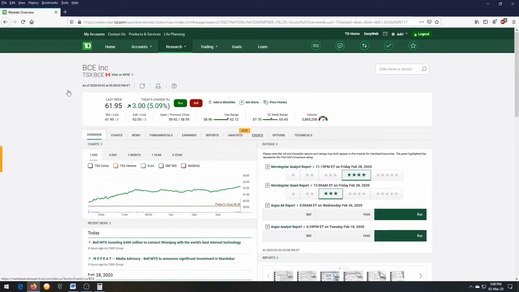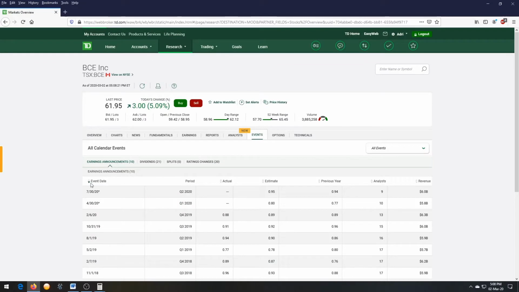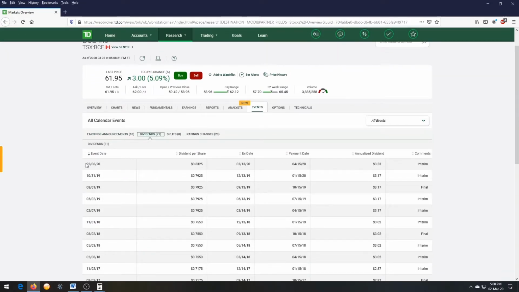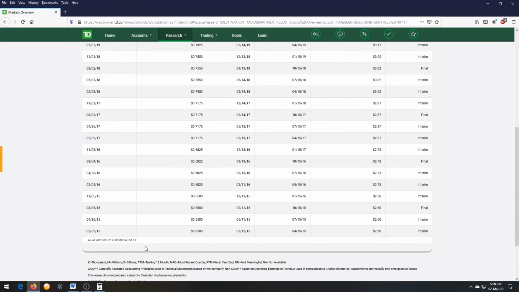But let's go back and check out the dividend payments for the last 5 years. So here you have it. This is the latest one, 2020. Like we just saw, it's $3.33. But if we go back 5 years ago to 2015, for example, the annual dividend rate is less. It's $2.60. This is a good thing because this means that this company is consistently increasing their dividend rate over time.